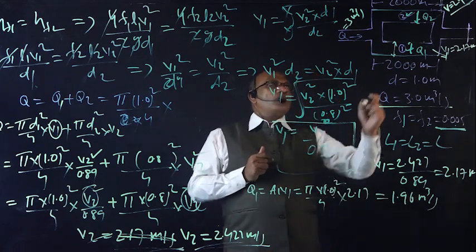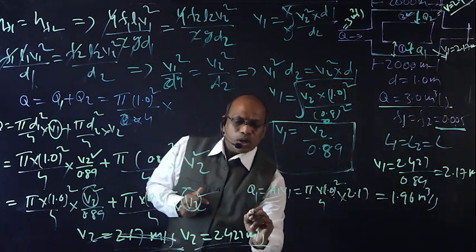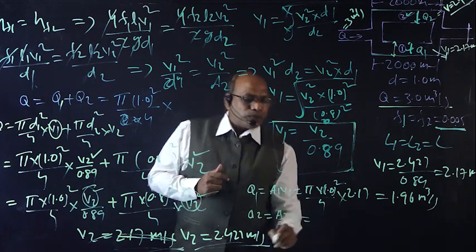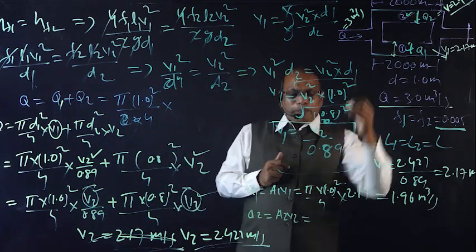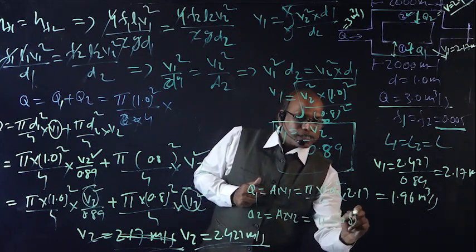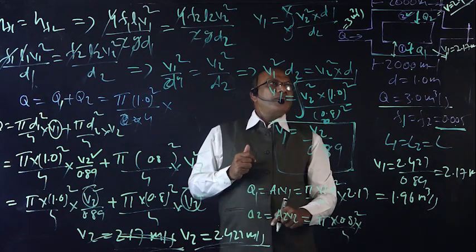Right. Now we are going to determine discharge from the parallel pipe 2. That is Q2 is equal to, what is the formula? A2 into V2. A2 is nothing but the cross-sectional area of pipe 2. That is equal to pi into diameter 0.8 square divided by 4 into, what is the velocity V2?